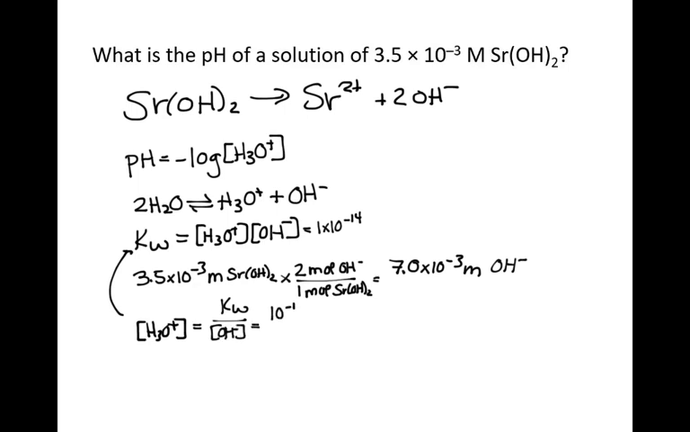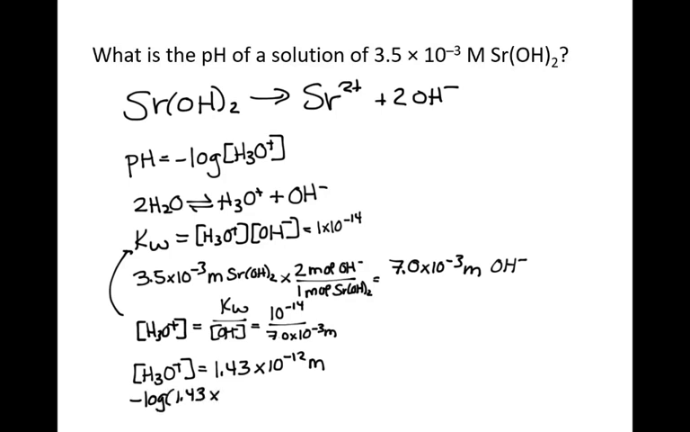So that will be 10 to the minus 14 divided by the OH minus we just found, 7 times 10 to the minus third. All right, that will make our H3O plus concentration equal 1.43 times 10 to the minus 12 molar. All right, and then if we take negative log of the H3O plus concentration, 1.43 times 10 to the minus 12, we get that the pH of the solution is 11.84.